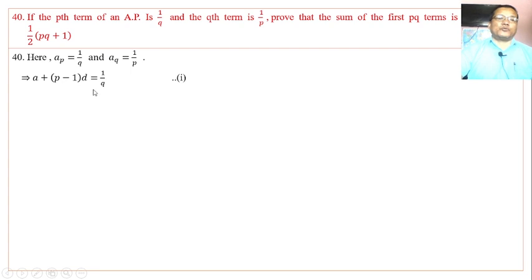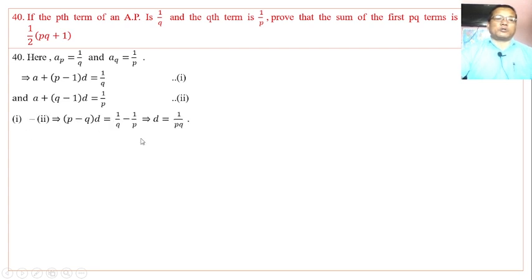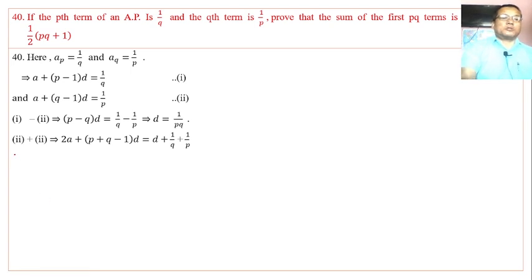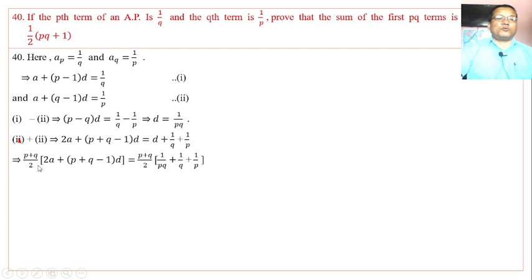Writing the value of A of p, we have this equation 1, and A of q with 1 by p gives equation 2. Solving by subtracting equation 2 from equation 1, we get the value of d as 1 by pq. Then from equation 1, we get the value of d, and multiplying both sides by p plus q over 2, the left side is the expression above, and the right side the sum. Substituting the value of d and simplifying, you get half of p plus q plus 1.